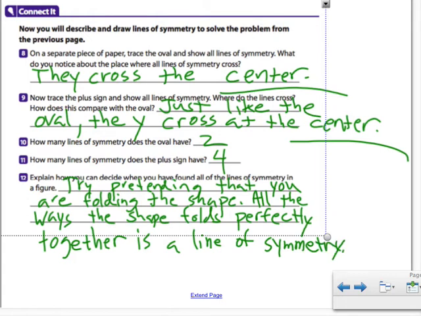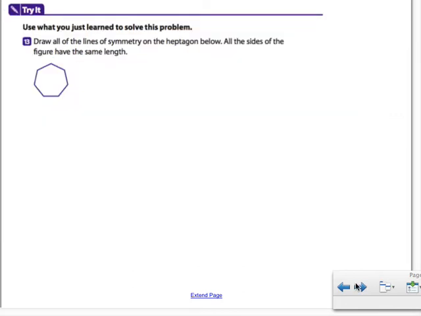If I went too fast for you at any point, this is your chance to pause the video. Pause! Alright, play. Use what you just learned to solve this problem. Draw all the lines of symmetry on the heptagon below. All the sides of the figure have the same length.